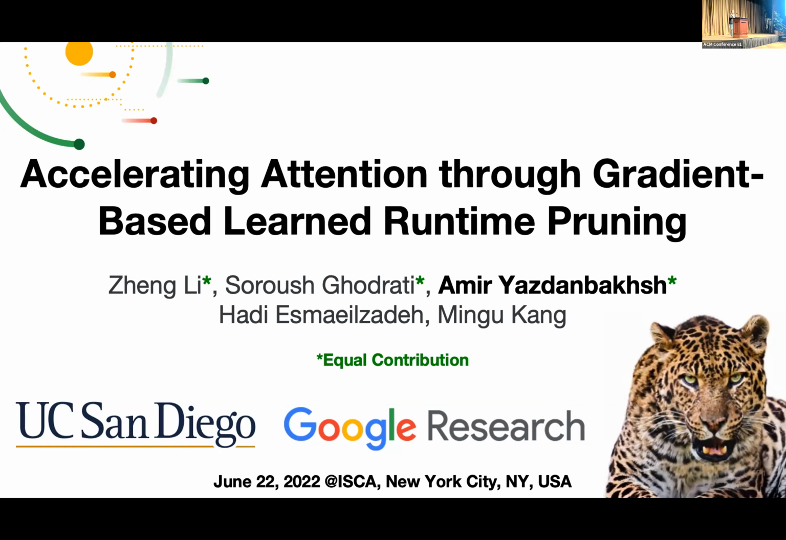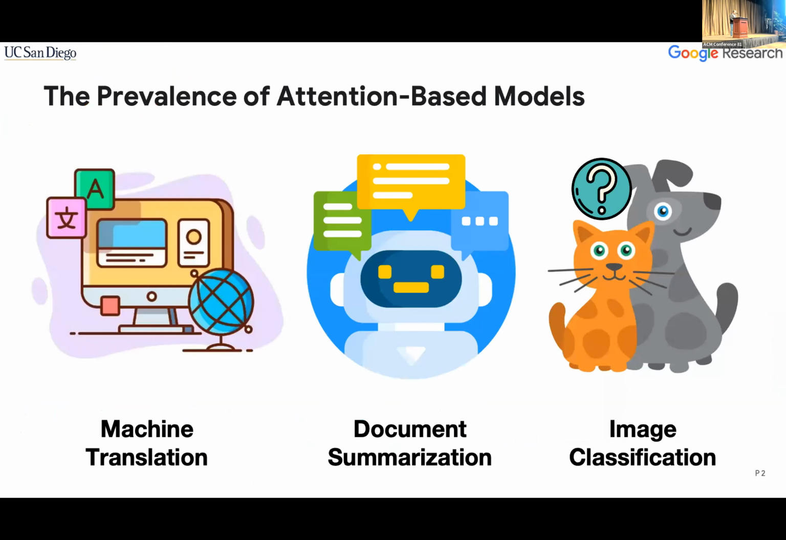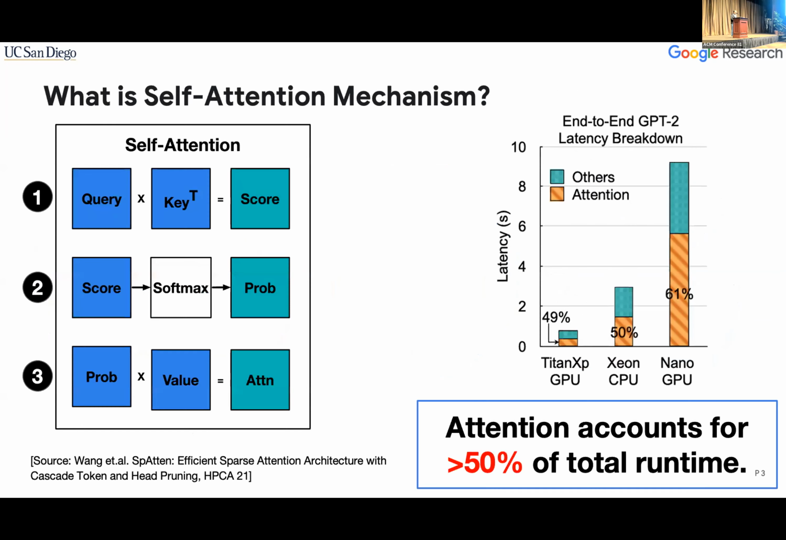Joke aside, I'm very happy to be back after the pandemic presenting our work on how to leverage machine learning techniques to accelerate attention-based models. I think the prevalence of self-attention models does not require too much motivation. These days, we see attention-based models almost everywhere, from machine translation and document summarization, and these models are even replacing the conventional CNN models and becoming the de facto standard for image classification. The self-attention mechanism basically calculates a correlation score for each word or token with respect to the other words in a sentence or in an image.